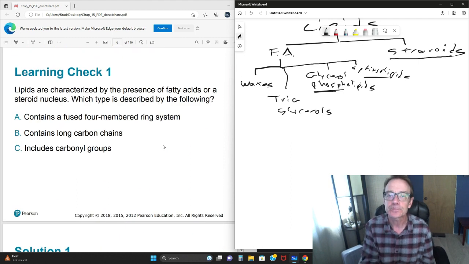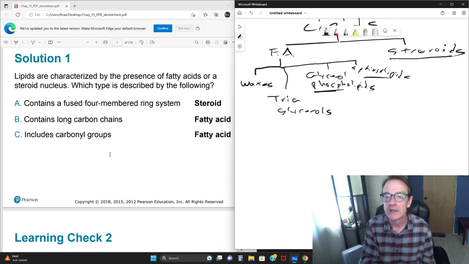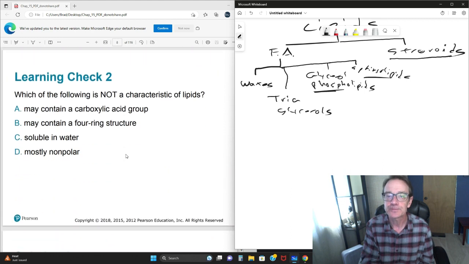Okay, lipids. Which type is described by the following as a fused 4-numbered ring system? That's a steroid. Long carbon chain. Okay, those are your fatty acids, and carbonyl groups also fatty acids, although there could be carbonyl groups on the steroids as well. To be honest, kind of a misleading question.